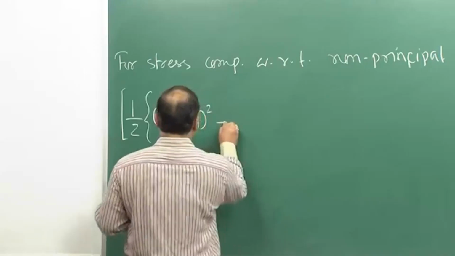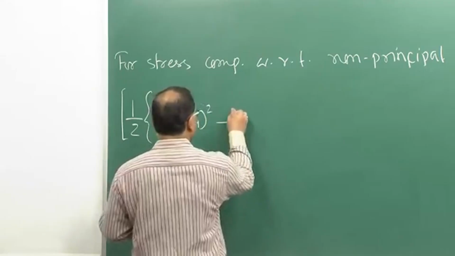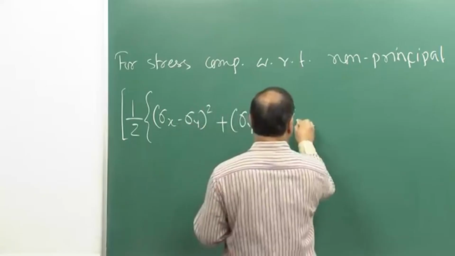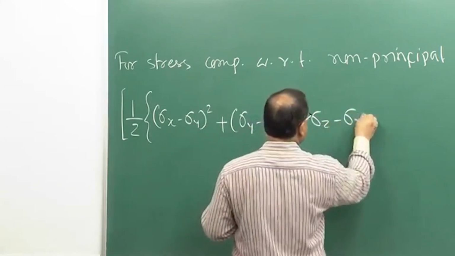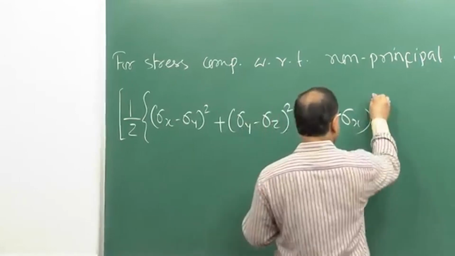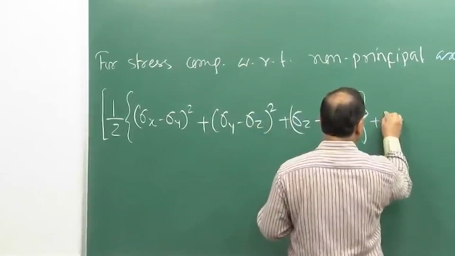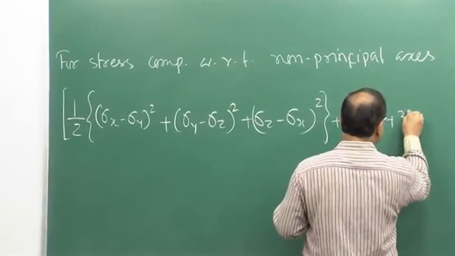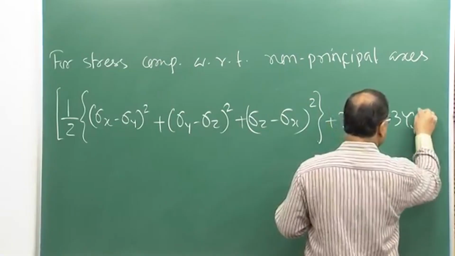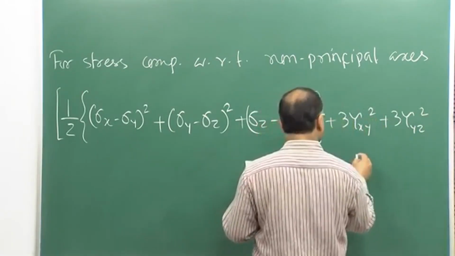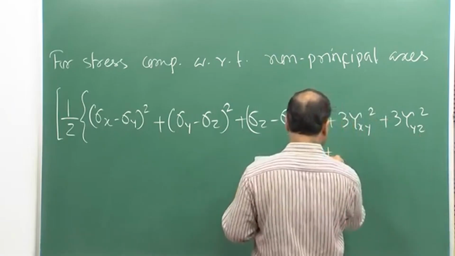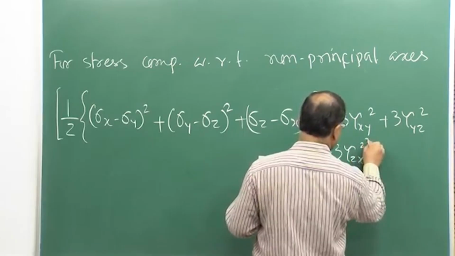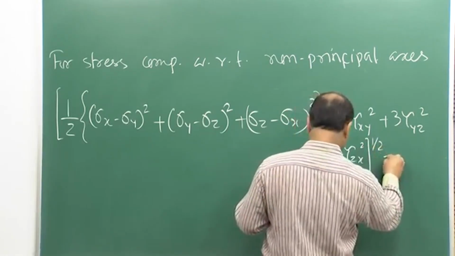Sigma x minus sigma y whole square plus sigma y minus sigma z whole square plus sigma z minus sigma x whole square plus 3 tau x y square plus 3 tau y z square plus 3 tau zx square, the whole to the power half, equal to Y.